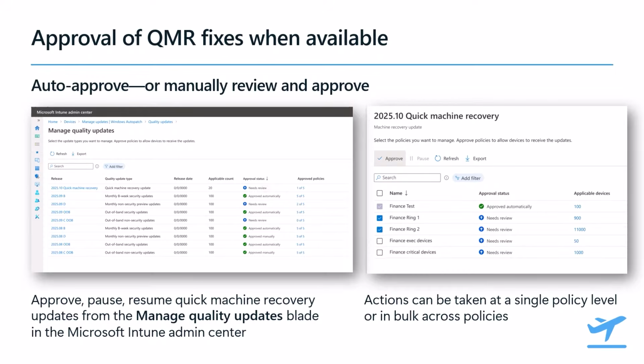This is a fly-in pane, which will show you the list of policies that are deploying the QMR fix. For policies that are automatically approved, you will see the approval status, but for those that need review, you will see the corresponding status. On this step, you can either choose to approve a single policy or bulk approve multiple policies. The goal here is you can monitor how the deployment is happening for one of the rings or one of the policies, and based upon the result, you can choose to bulk approve the remaining policies in your tenant.